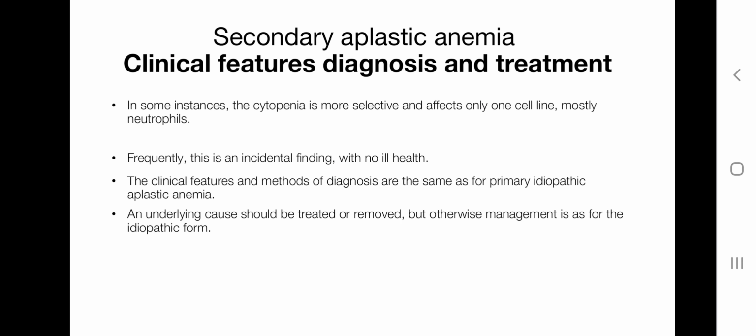The clinical features are again due to cytopenias, but in some instances the cytopenias are more selective and may affect only one cell line, mostly neutrophils. So neutropenia. In chemotherapy-associated cases, usually it is neutropenia that happens, which can predispose the patient to infections. Frequently, this is an incidental finding with no symptoms. Otherwise, you might be evaluating for fatigue, and on investigation you find that the patient has pancytopenia. The clinical features and methods of diagnosis are the same as for primary idiopathic aplastic anemia, but an underlying cause should be treated or removed. Otherwise, management is as for the idiopathic form.